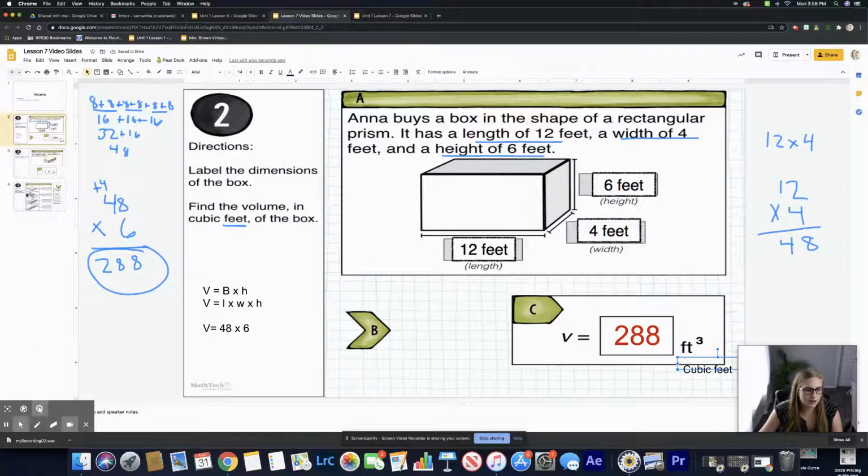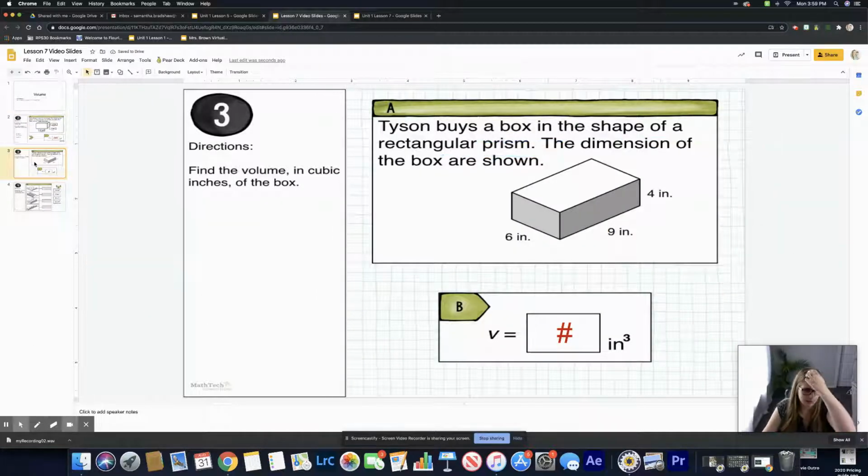All right, moving on to the next problem. So again, every time I see a slide like this, I'm going to read the directions. So it says find the volume in cubic inches of the box. So then I'm going to read my problem. Tyson buys a box in the shape of a rectangular prism.